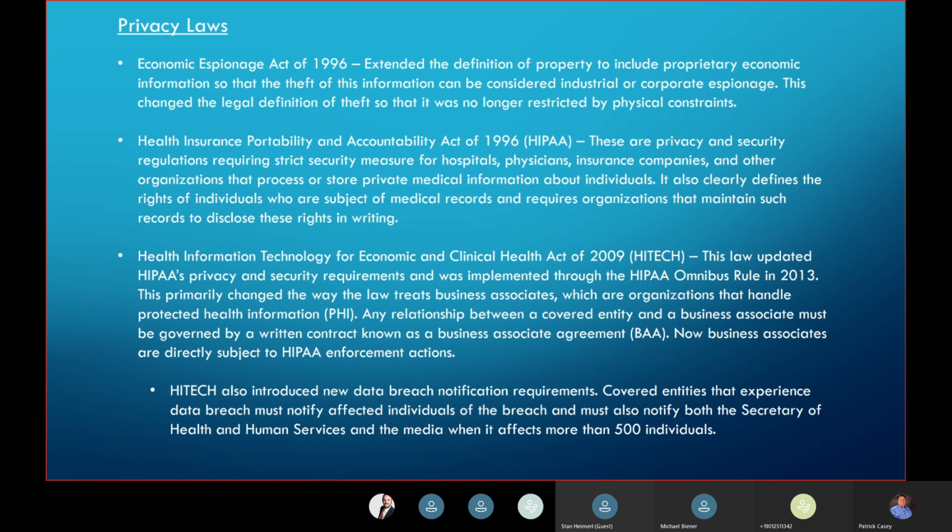HITECH also introduced new data breach notification requirements. Covered entities that experience a data breach must notify affected individuals of the breach and must also notify both the Secretary of Health and Human Services and the media when it affects more than 500 individuals.